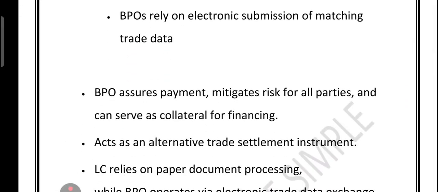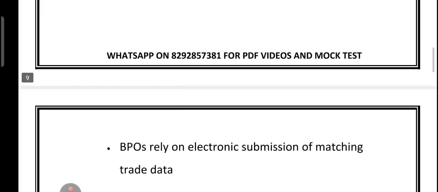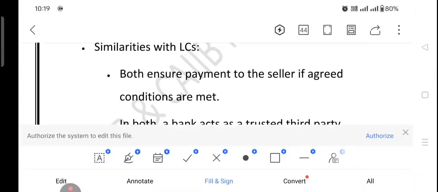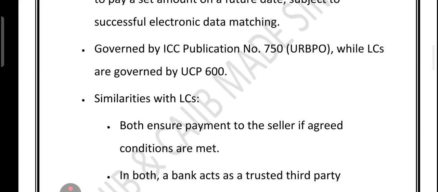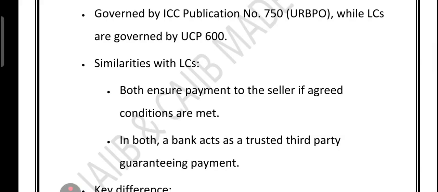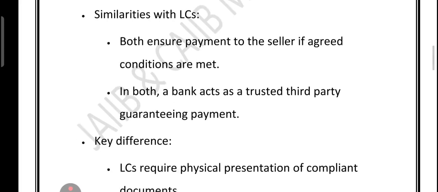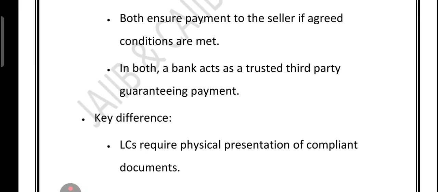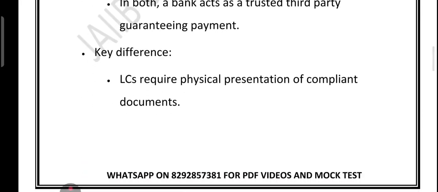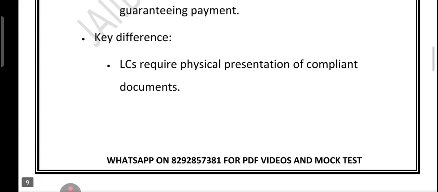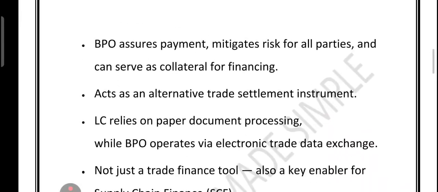That's it. So friends, let's quickly revise the key points we have covered so far. BPO stands for bank payment obligation. It is a kind of obligation between the LC and open account. It is endorsed by ICC and SWIFT, fully electronic and paperless. Buyer bank promises payment to a seller bank if trade data matches. It is governed by URBPO, which is under ICC publication number 750, while LC follows UCP 600. It is similar to LC: bank guarantees payment if conditions are met. What is the key difference? LC has physical documents, while BPO is all about electronic data.